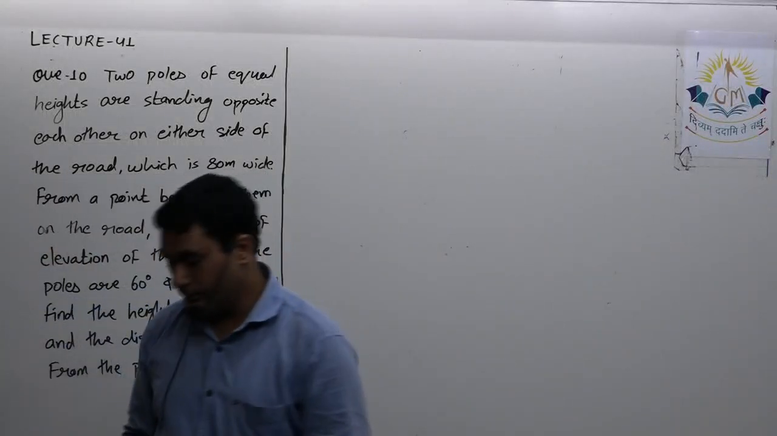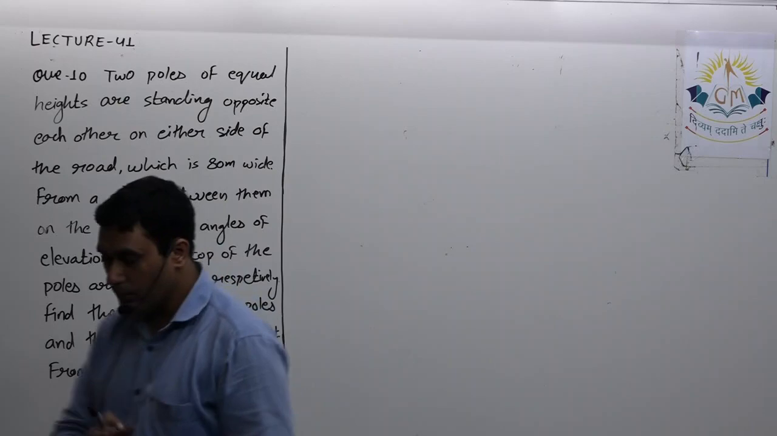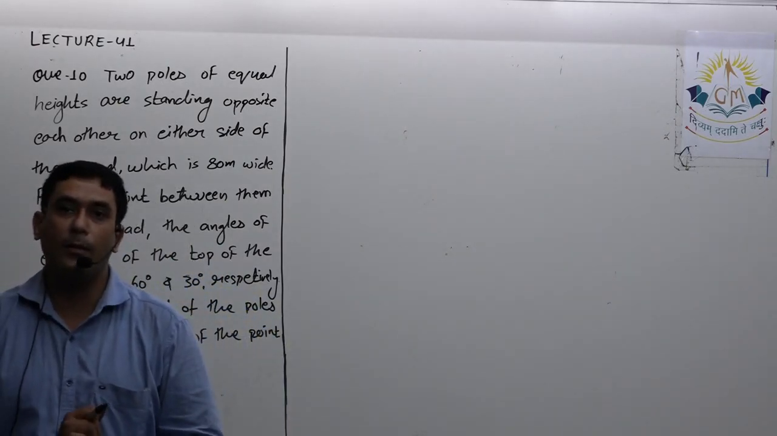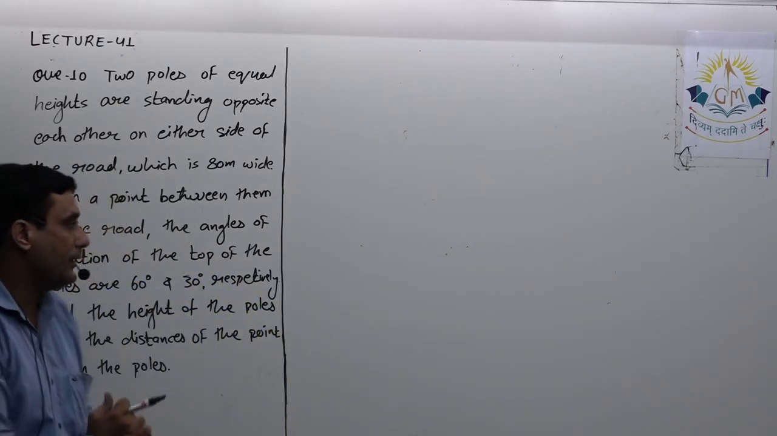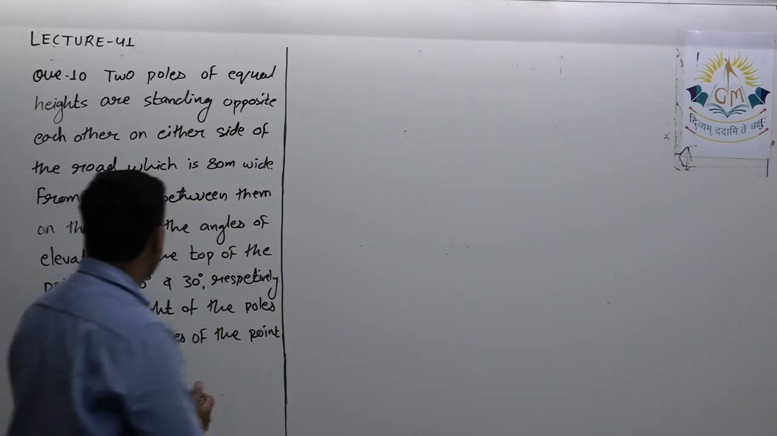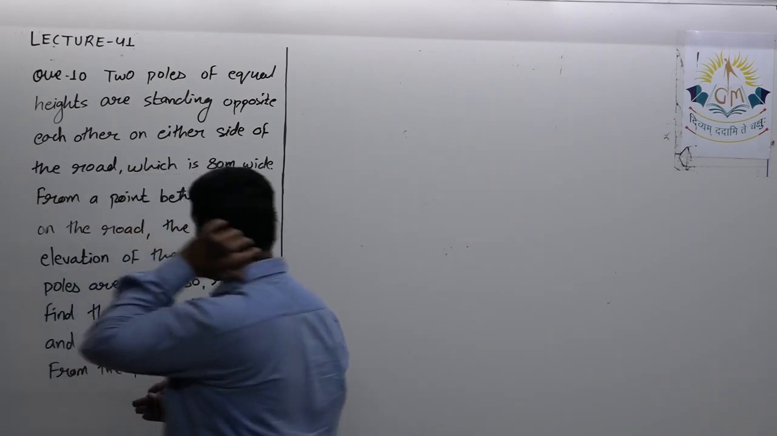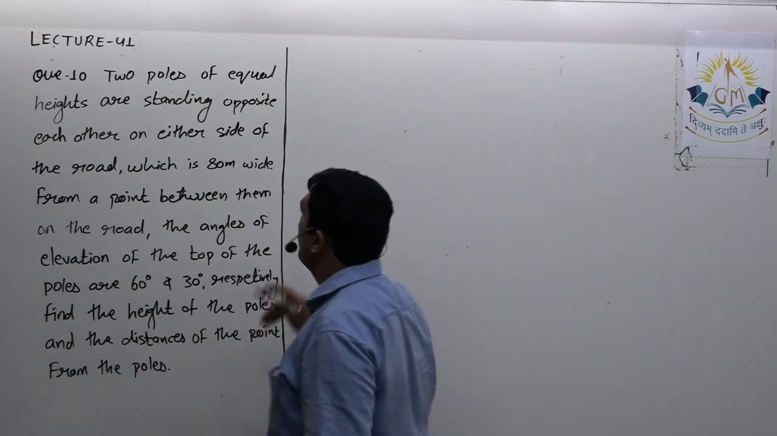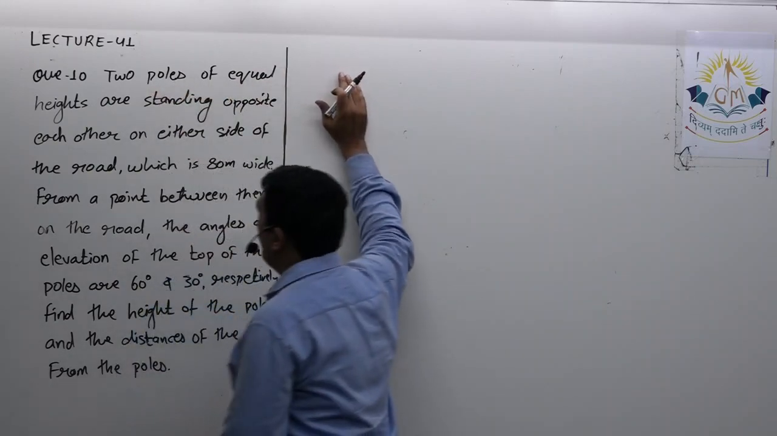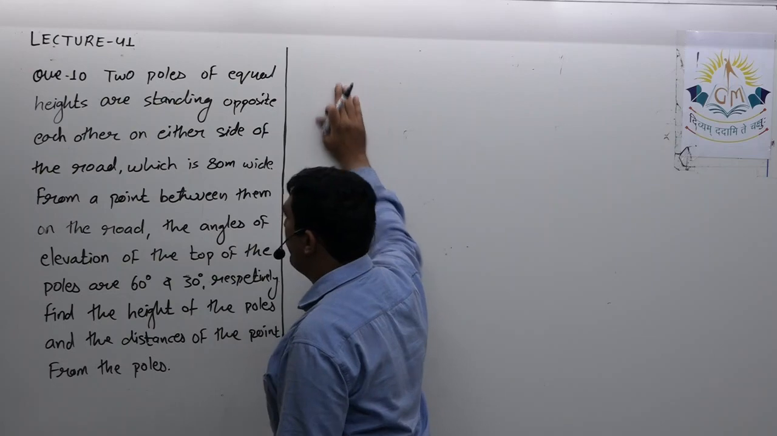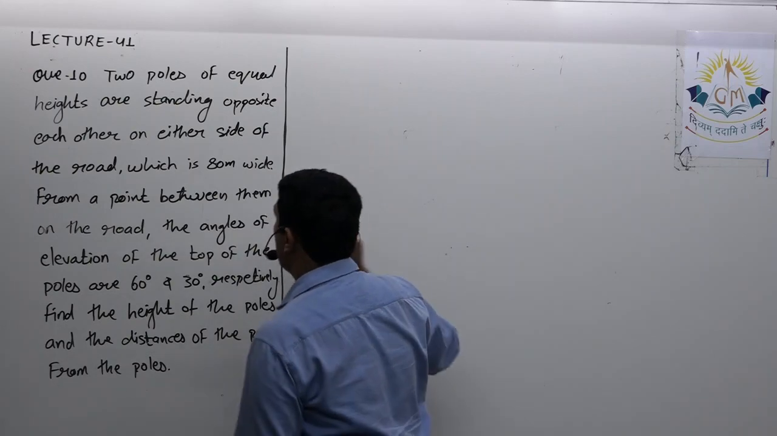Hello friends. So we were solving some applications of trigonometry questions. Here is the next question, question number 10 from your material. The question is, two poles of equal heights are standing opposite each other on either side of the road.